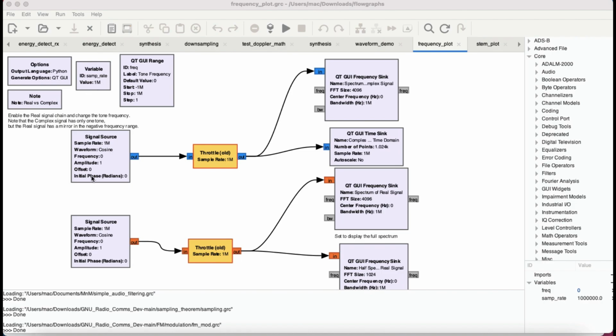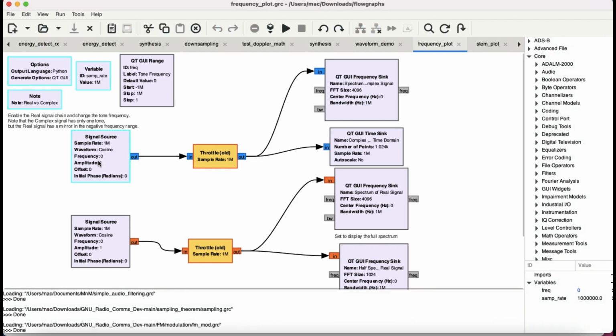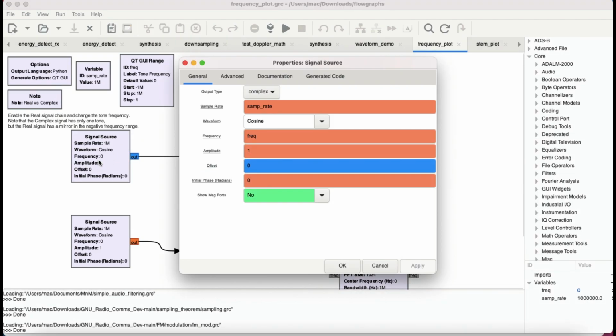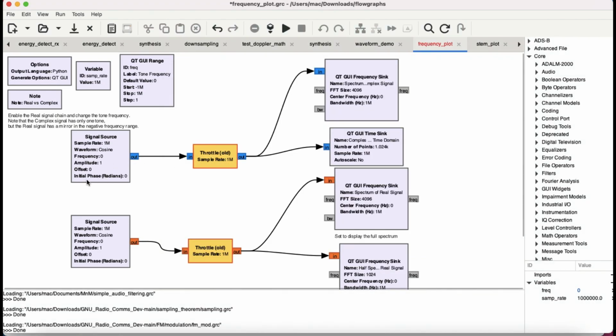Now, the other thing that you need to notice is that when you double click on this block, any block on GNU Radio, you will see a properties block. The first thing you will see is the output type. So output type, you can choose between complex, float, integer, short, or byte. For our real versus complex signal, we're going to choose complex signal. And notice the color changes. The color is actually blue for complex signals.